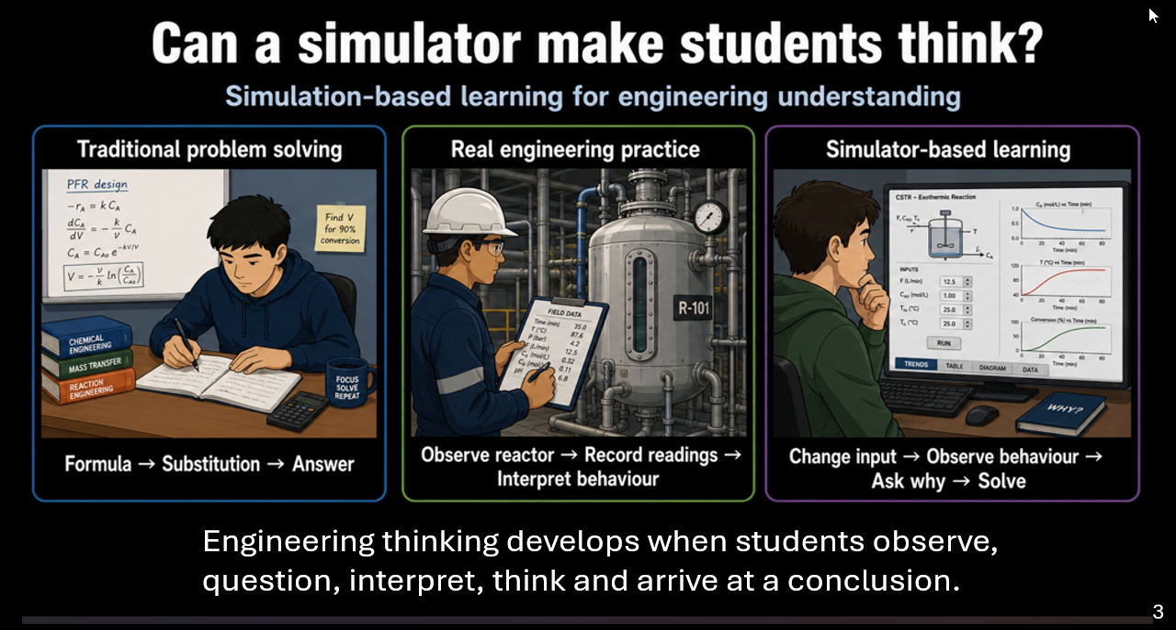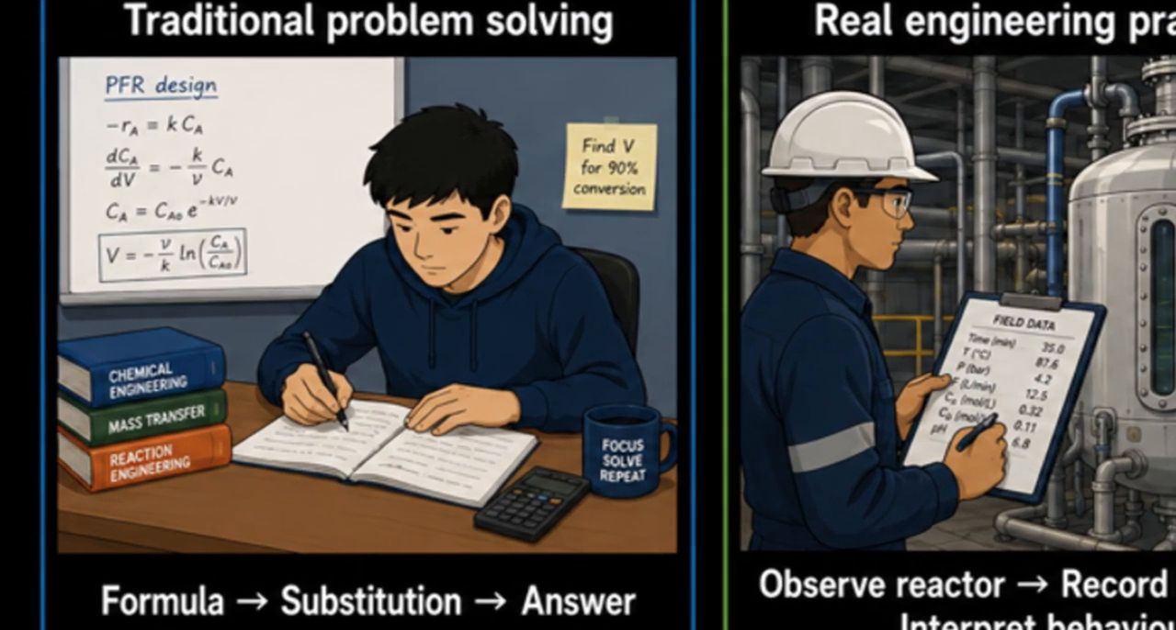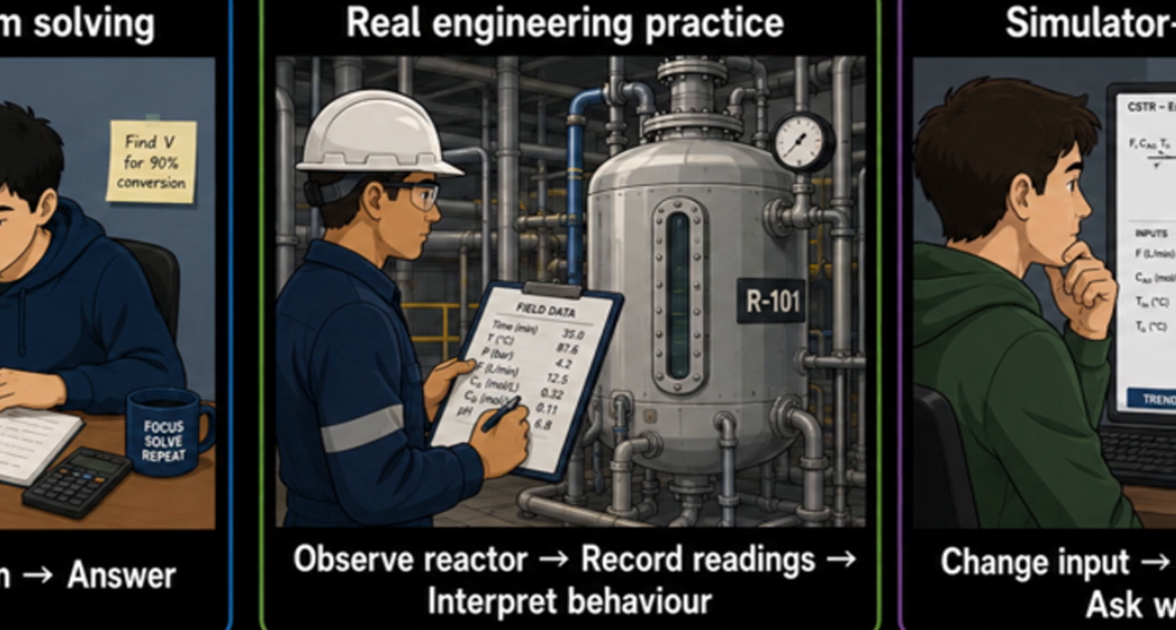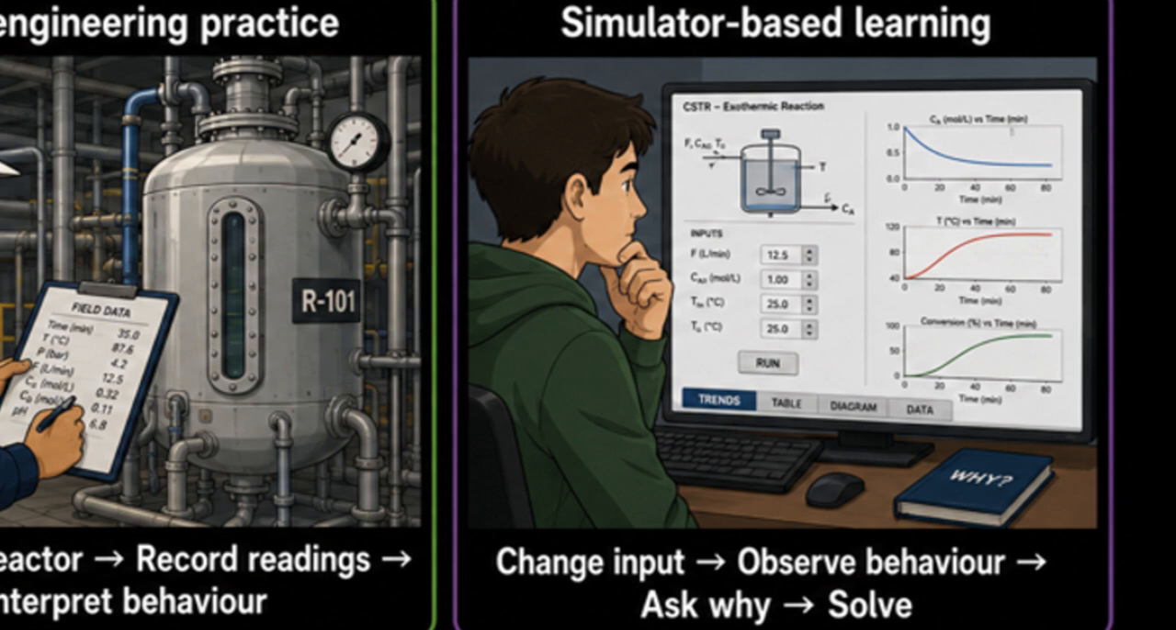In traditional problem solving, students often move from formula to substitution and then to the final answer. That is useful, but it may not always create a need to observe, question, or interpret the behavior, or inculcate critical thinking. In real engineering practice, an engineer does not begin with only a formula. The engineer observes the equipment, records readings, interprets the behavior, and then makes decisions. In addition, there will be a need for the engineer to think critically and constructively in order to address a situation or a problem.